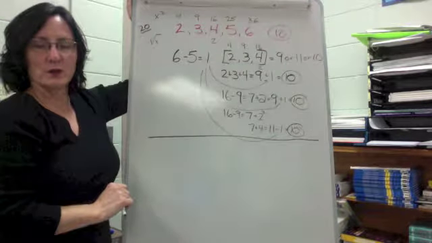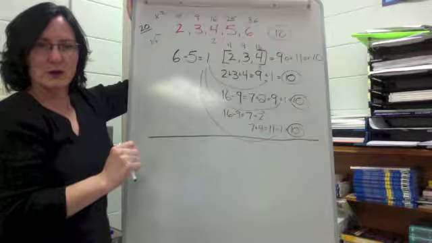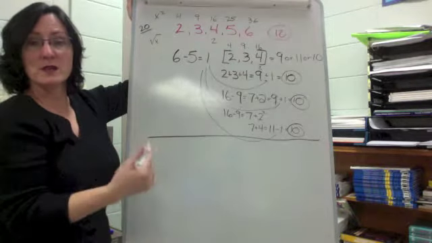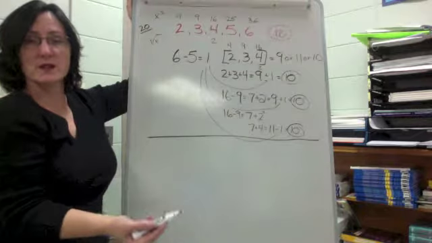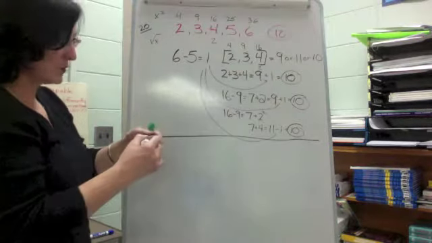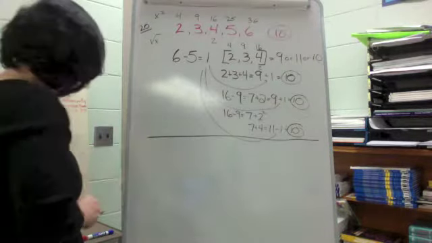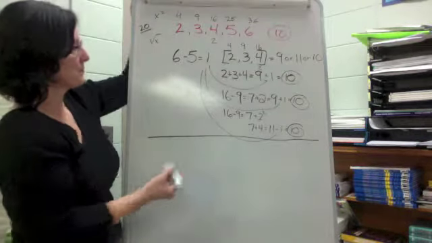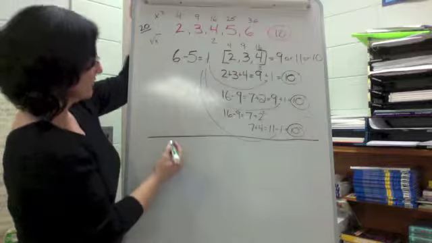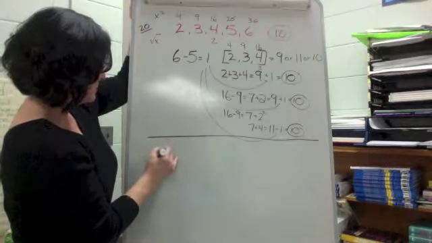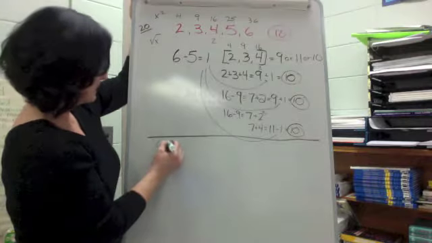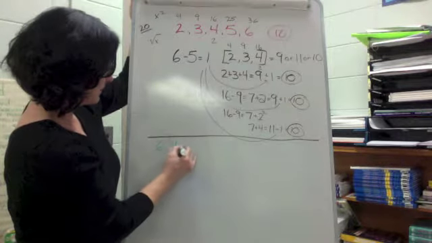Now, if for some reason something doesn't work, we get an odd number, I just ask the students to make a line through it because I want to see that they're working or trying different things, even if it doesn't work. I want to give them credit for doing the work. So I'm just going to try another one. So I did 6 minus 5. I'm going to do 6 minus 4.